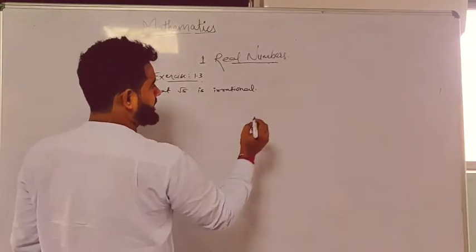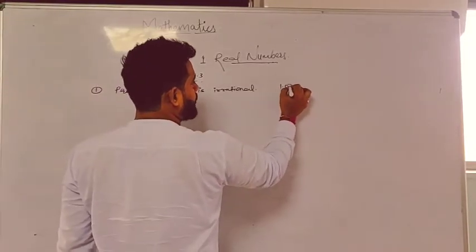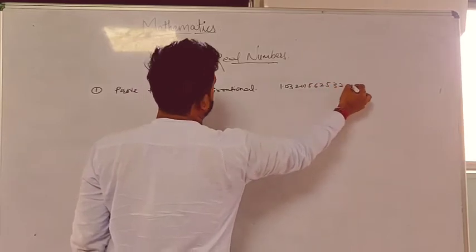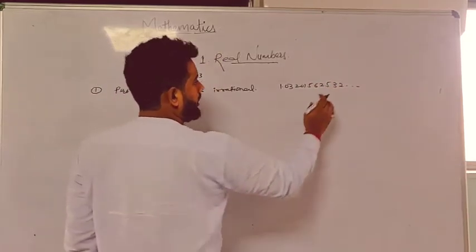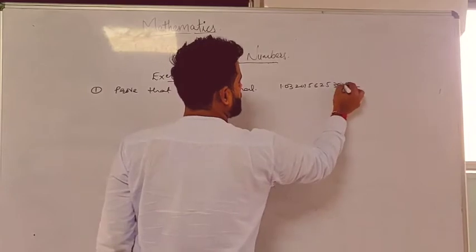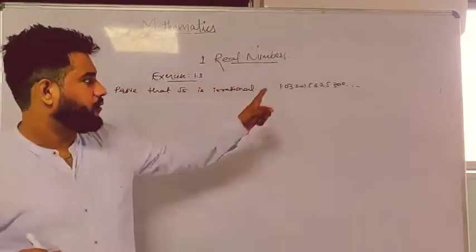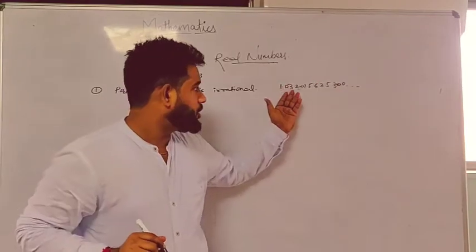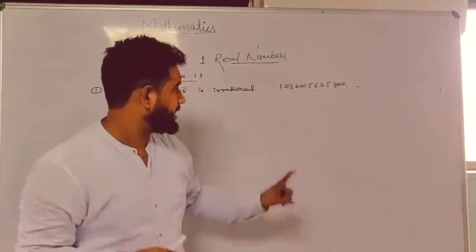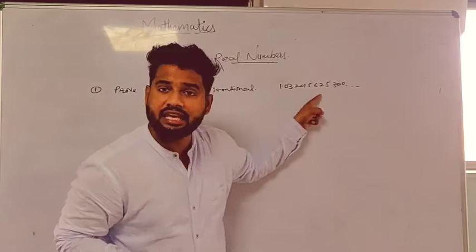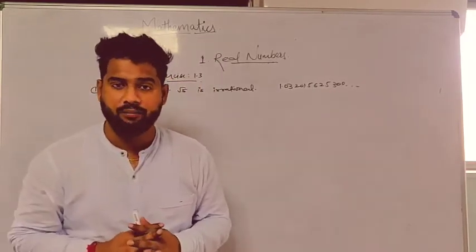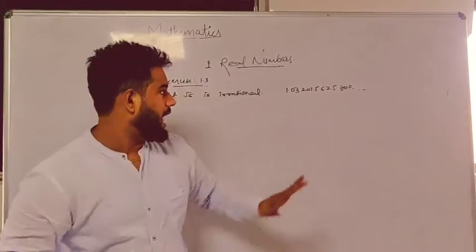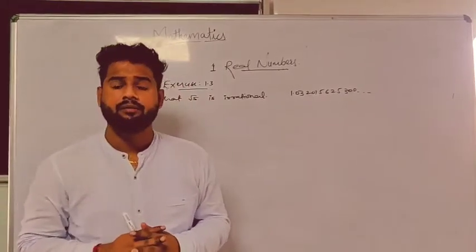Like for example, 1.0320156252 and so on, and let me take 300. This kind of number, 1.032015625300, is non-terminating, and nothing is repeated, so it is called a non-recurring number. So all the non-terminating and non-recurring numbers are called irrational numbers.